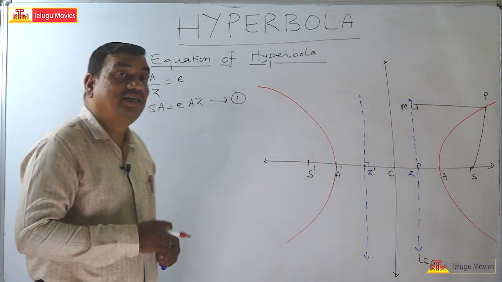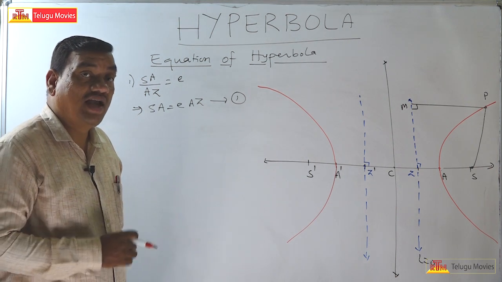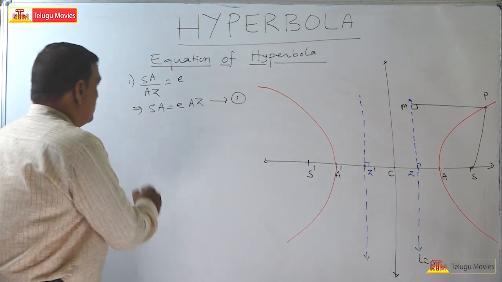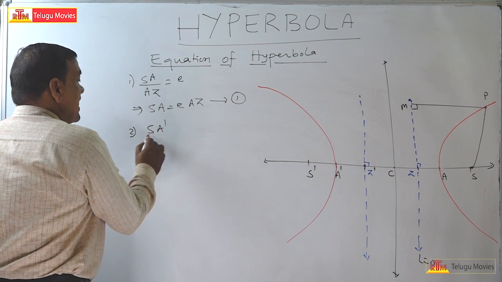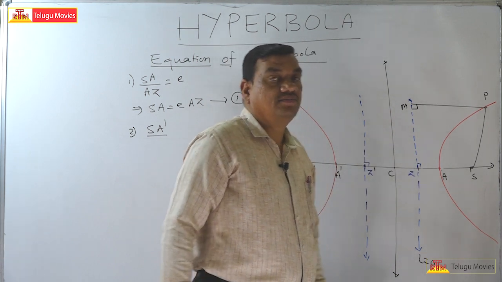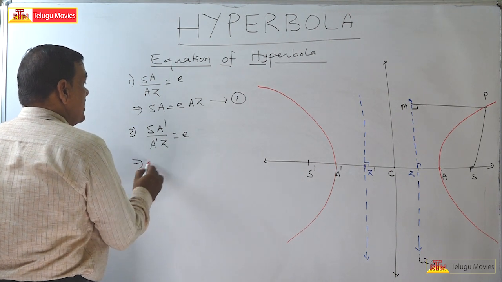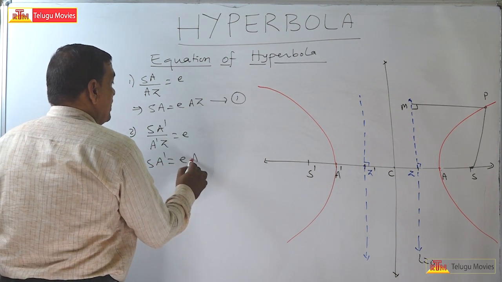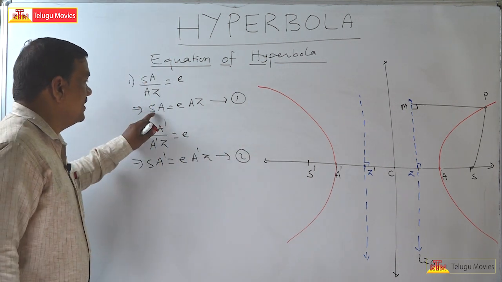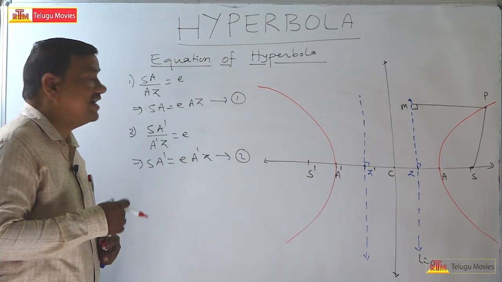Since E is greater than 1, there is a chance of getting another point A dash. So SA dash by A dash Z is equal to E. This implies SA dash is equal to E into A dash Z. Call it the second equation. So SA is equal to E times AZ, and SA dash is equal to E times A dash Z.